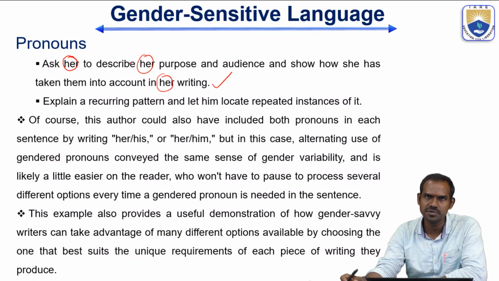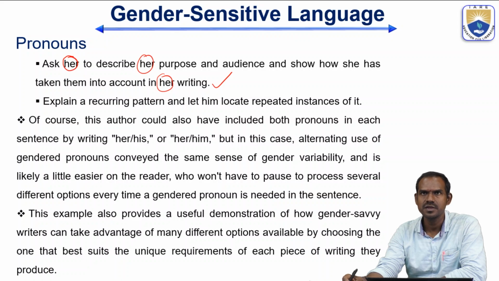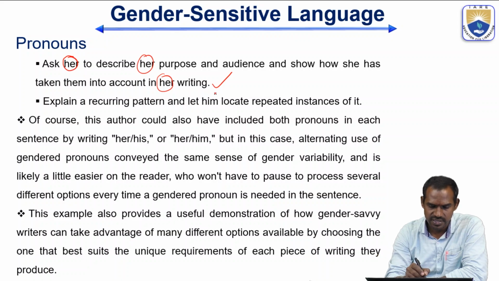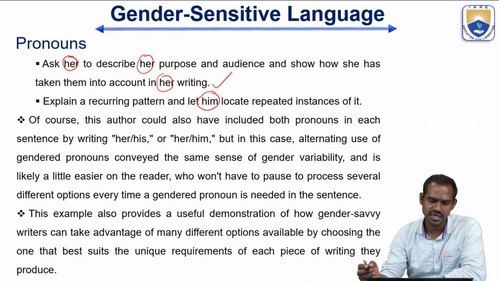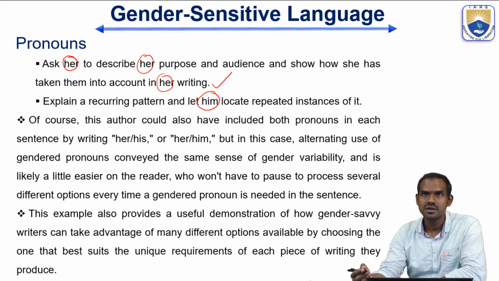Ask her to describe her purpose and audience and show how she has taken them into account in her writing. And one more guideline: explain a recurring pattern and let him locate repeated instances of it. Here "him" is used.